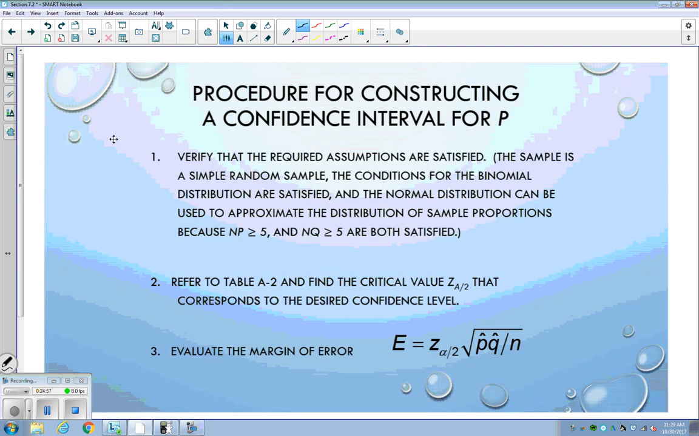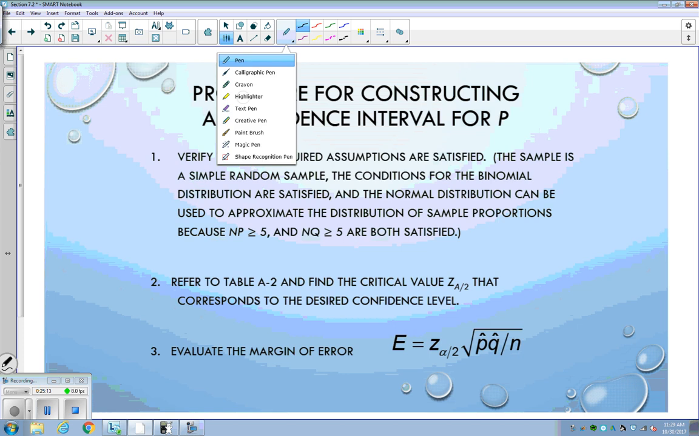Okay. Procedure. Verify that you can use it. Is it a simple random sample? That's the first thing.